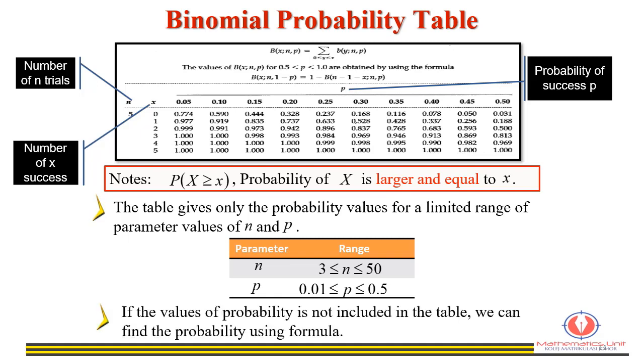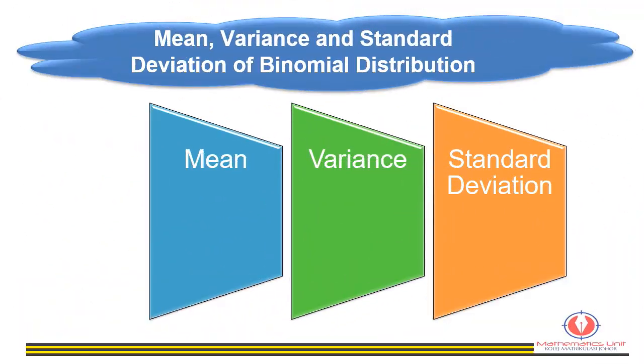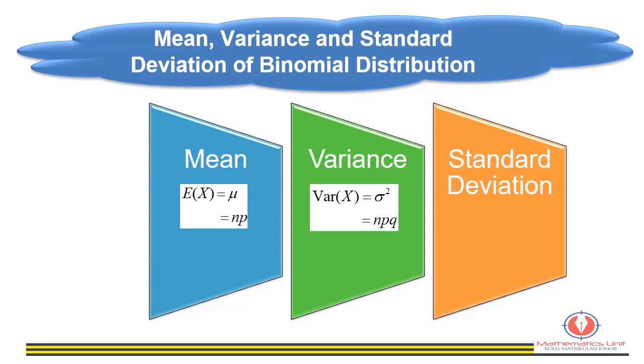If the value of probability is not included in the tables, we can find the probability by using the probability distribution function formulas. The mean of a binomial distribution is called the expected value. It is equal to mu, which is equal to n times p. The variance, sometimes called sigma squared, is equivalent to n times p times q, whereby the standard deviation is equivalent to the square root of npq.